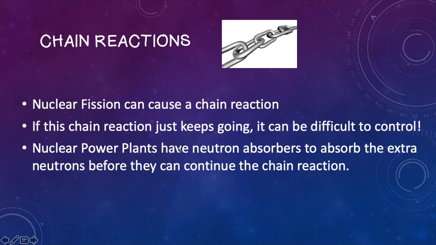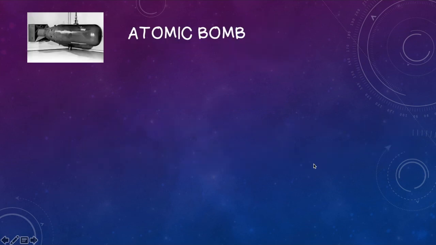But the good news is that nuclear power plants have what are called neutron absorber pads that absorb the extra neutrons so that they can't just keep hitting other atoms and creating more and more fission. So that's a protection in place.